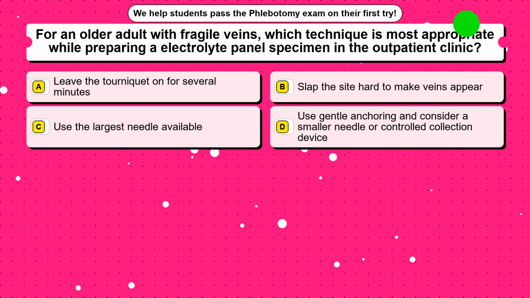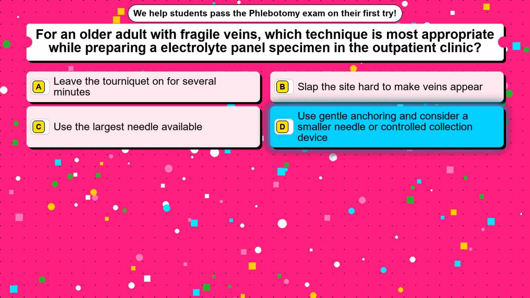Question 76. For an older adult with fragile veins, which technique is most appropriate while preparing an electrolyte panel specimen in the outpatient clinic? Option A. Leave the tourniquet on for several minutes. Option B. Slap the site hard to make veins appear. Option C. Use the largest needle available. Option D. Use gentle anchoring and consider a smaller needle or controlled collection device.